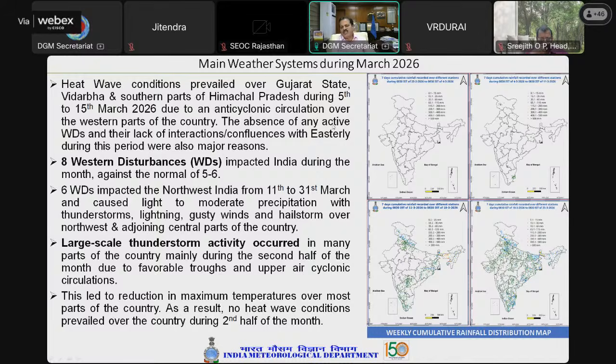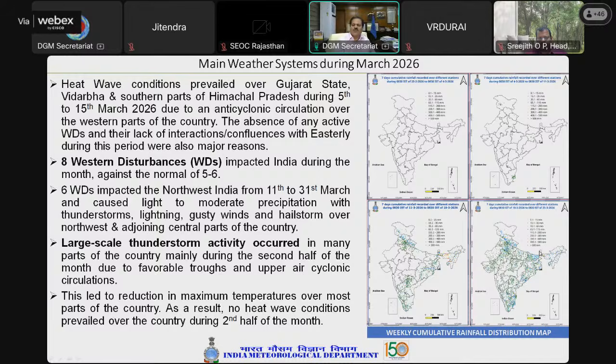You can see here we have put up 7-day cumulative rainfall on the right-hand side. The first one is 25th of February to 4th of March, covering the beginning of March. The second one is 4th to 11th of March on the right-hand side. The bottom left is 11th to 18th March, and the right-hand side is 18th to 25th March. Of course, after 25th March, similar activity is going on.